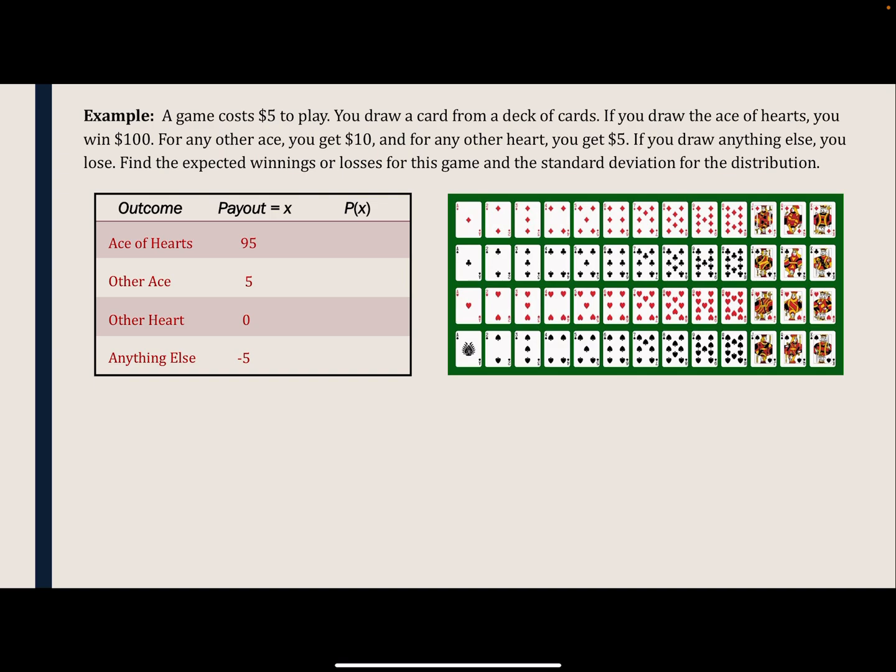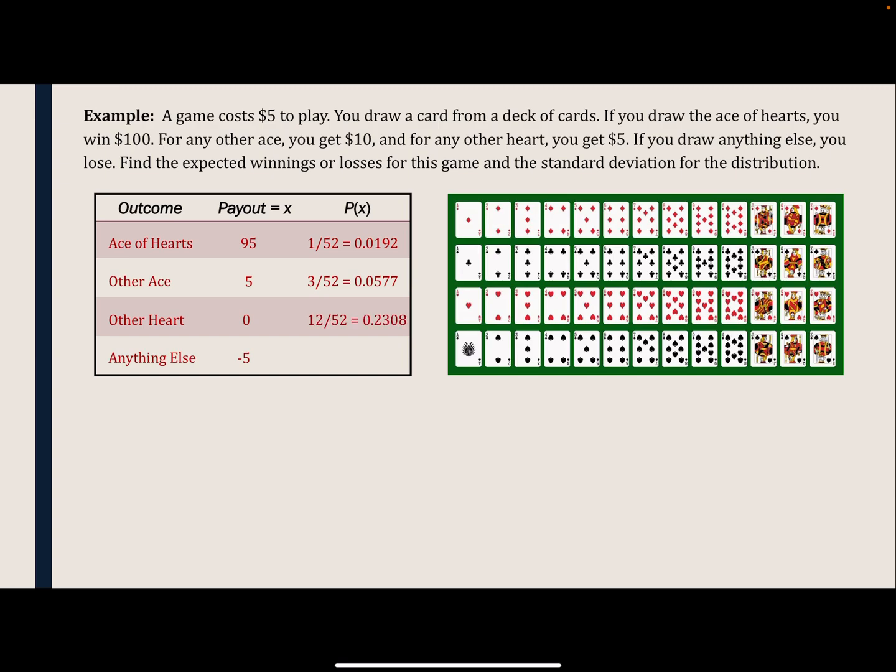Now we want to calculate the probability of each of these happening. There's only 1 ace of hearts. So again, there's a total of 52 cards. So the probability of getting the ace of hearts is 1 out of 52. There are 3 more aces. So 3 out of 52 would be the chance that you get some other ace. There are a total of 13 hearts, but the ace of hearts is included in the first outcome. So there's 12 hearts left over. So the probability that we would get any other heart would be 12 out of 52.